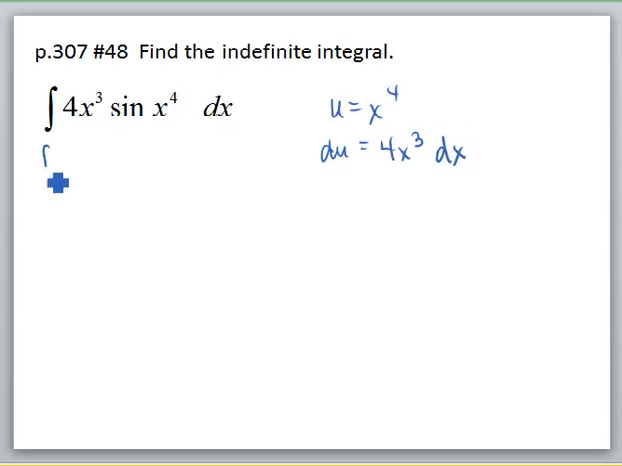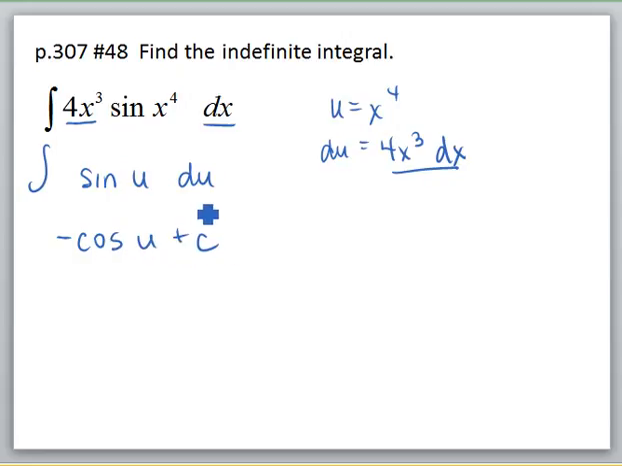So I'm going to be able to rewrite this as the sine of u, and I need exactly a 4x to the third dx, which is what I have, and I'll just write a du here. So when I integrate this, I end up getting negative cosine u plus c. So this ends up being my final answer.